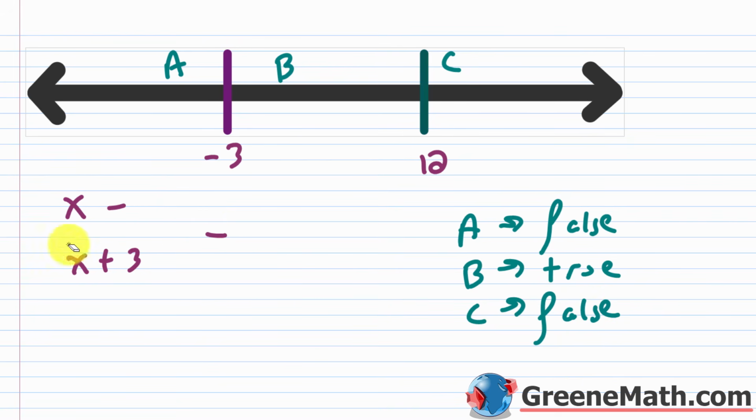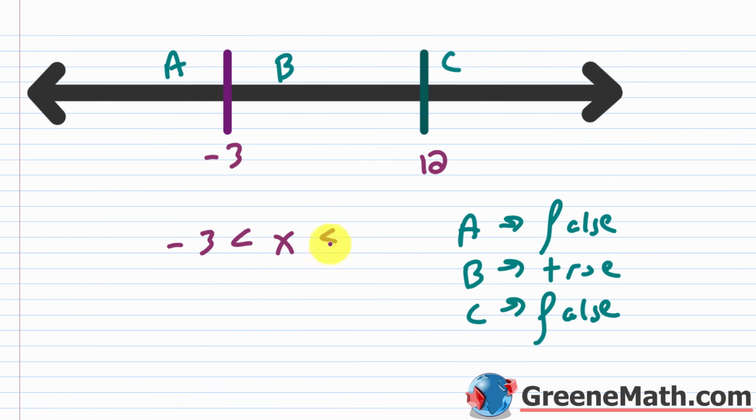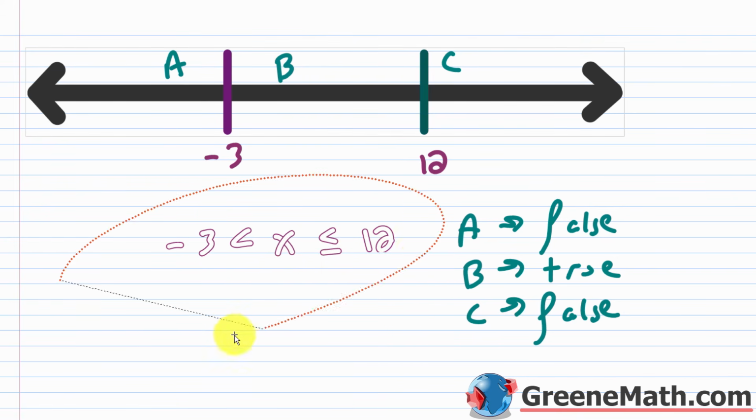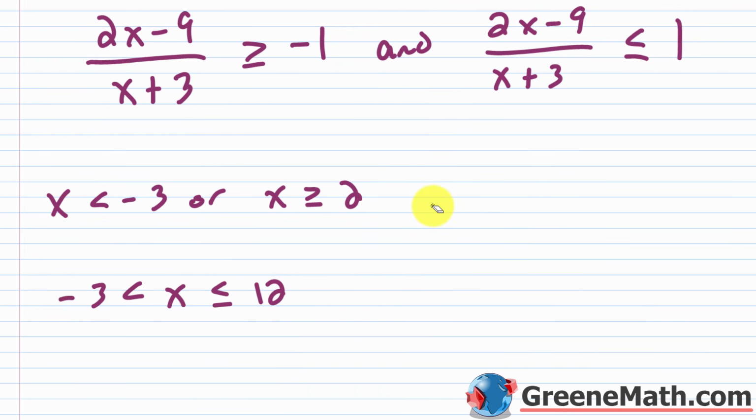Okay, let me get rid of this. I want you to recall that 12 is going to work and negative 3 is not. So we want things in B. So basically x is strictly greater than negative 3 and less than or equal to 12. So let's grab this and bring this back here. Let me move this word "and" down here.